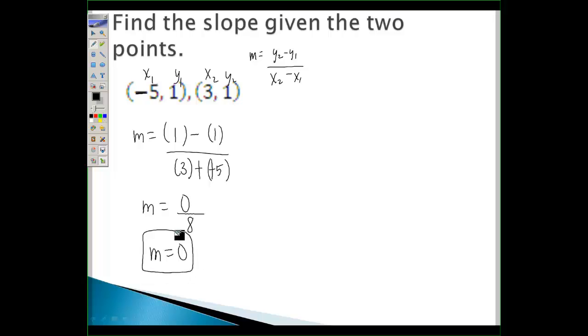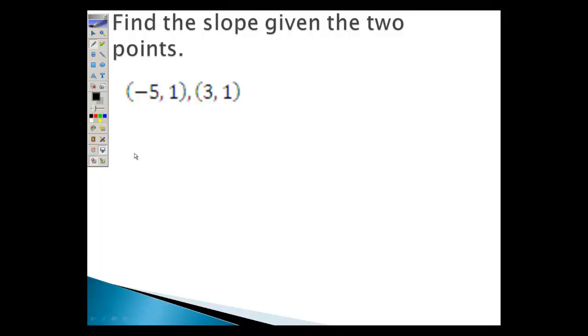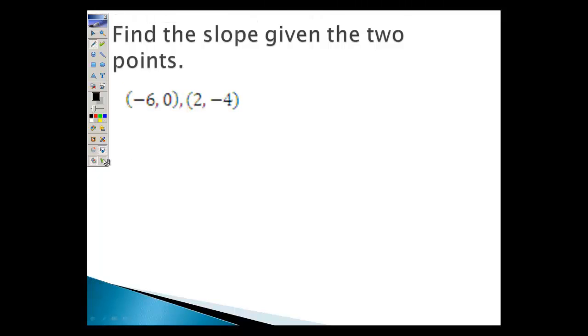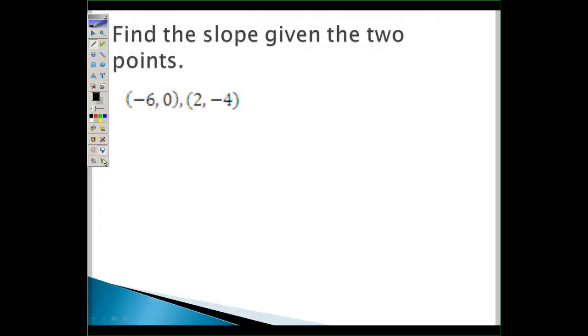M equals 0. Okay? Now, I can't stress the importance enough of plugging your numbers in parentheses, especially when you get these negatives in there. Okay? So let's just move on to another one here. Let's take a look at -6, 0 to -4. We're going a little quicker this time.